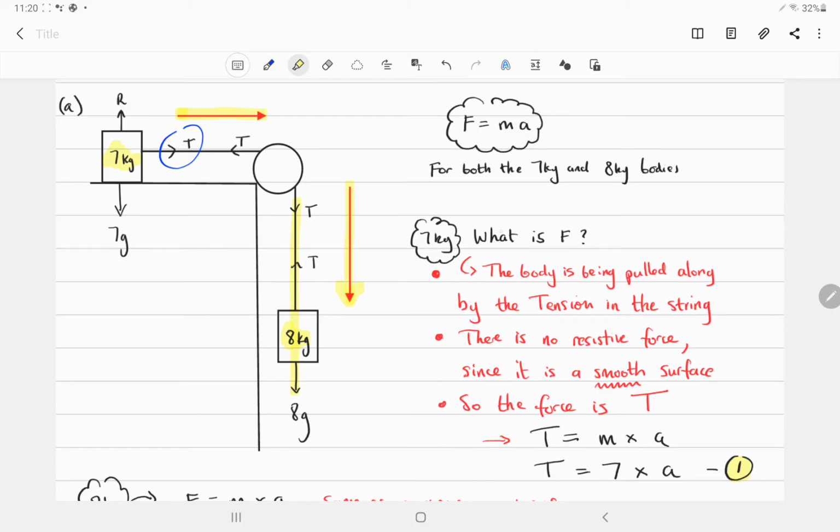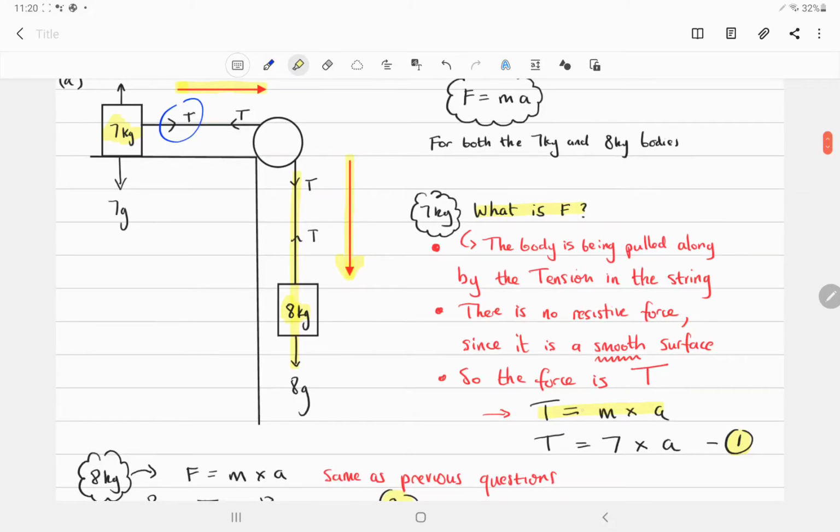So the question I have here, just what I was talking about, for the 7 kilo object, the one on the table, what is F? So the body is being pulled along by the tension in the string. There is no resistive force since it is a smooth surface. There's no friction holding it back. So the force pulling the object forward is T, and that's the only force acting on it. That is F, the resultant force. So T is equal to mass times acceleration. This is for the 7 kilogram body.